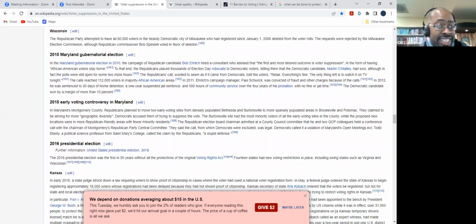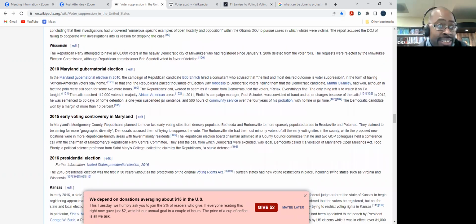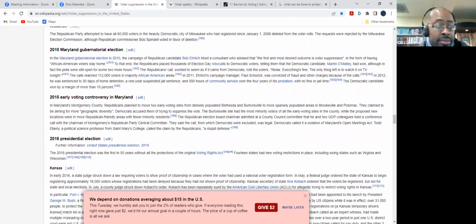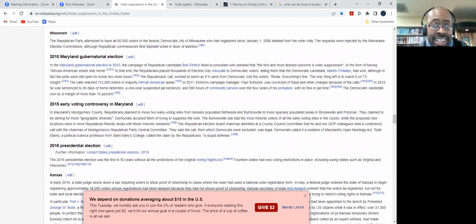Okay, in the 2010 Maryland gubernatorial contest, there was a scare tactic attempting to get African Americans to stay at home on election day through a robocall to Democratic voters. Those calls reached 112,000 voters in majority African American areas.